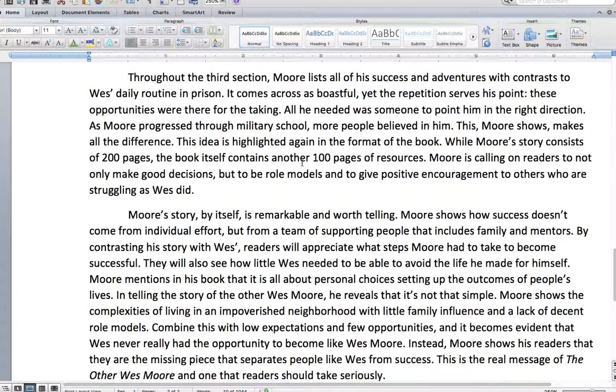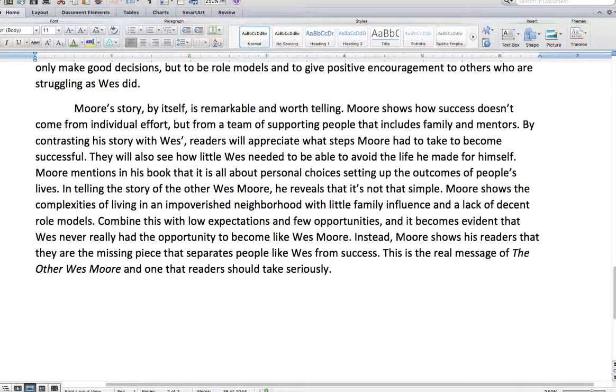It's not summary, though, that I'm giving you. I talk about the third section. All I needed was this. This, Moore shows, makes all the difference. I want to add some more. He does a great job about how he does this. These ideas are highlighted again in the format of the book. It has 200 pages of story, 100 pages of resources. Moore's calling on the readers to make good decisions. And then I end with my conclusion.